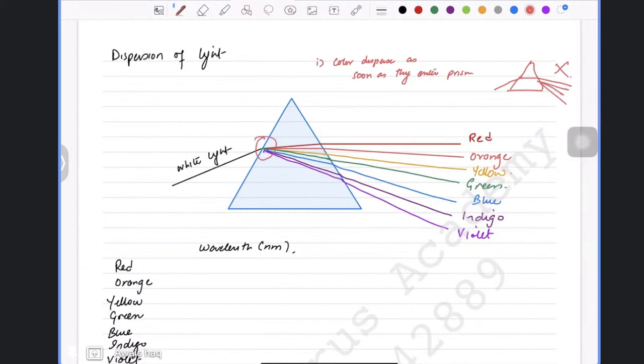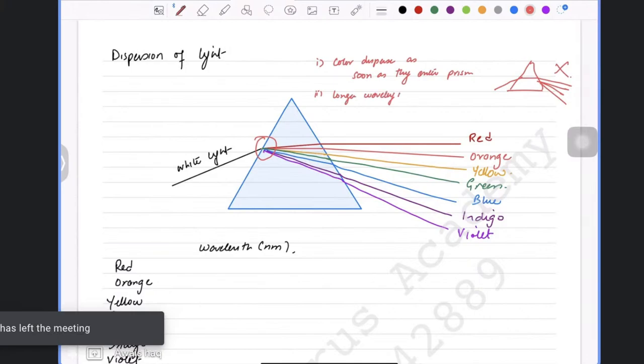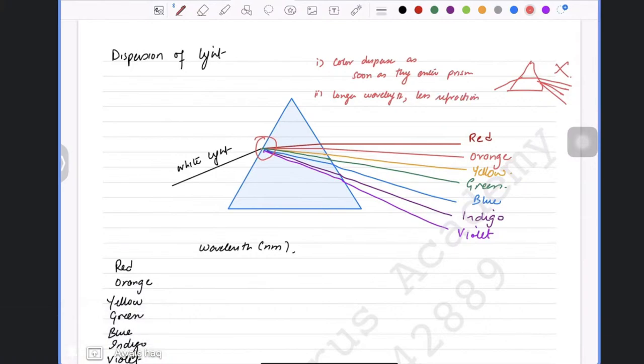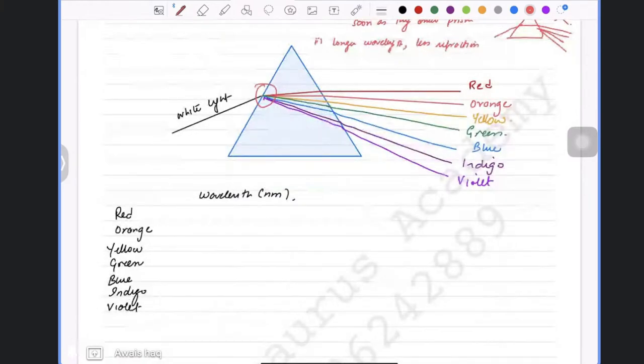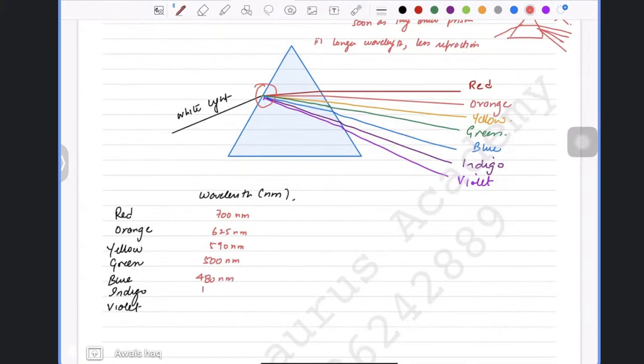Now, longer wavelength would mean less refraction, so it will bend less, which means red will bend the least, violet will bend the most, because it has shorter wavelength. Now, unfortunately, you also need to remember the wavelengths of these. For red, it's 700 nanometers. For orange, it is 625. For yellow, it is 590. For green, it is 500. For blue, it is 480. And 450. And 400. Like that.